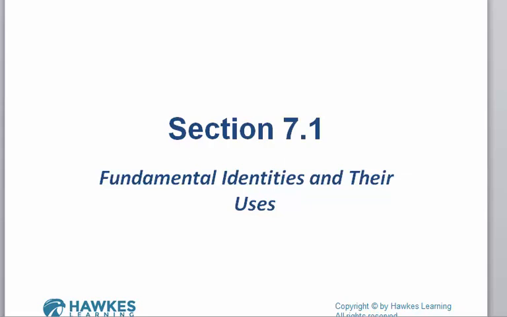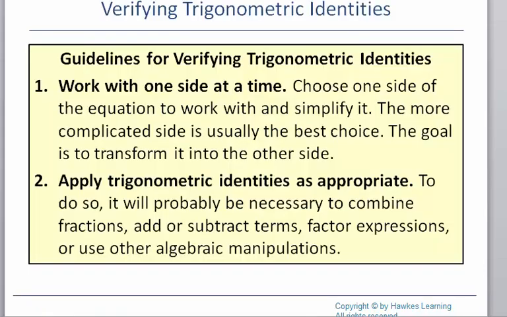We're now going to continue our discussion of section 7.1, where we will talk about verifying trigonometric identities. The book gives us several suggestions as to how to start a problem. The first suggestion is that we work with one side at a time. It tells us to choose one side of the equation to work with and simplify it. The more complicated side is usually the best choice. Your goal is to transform one side into the other side.